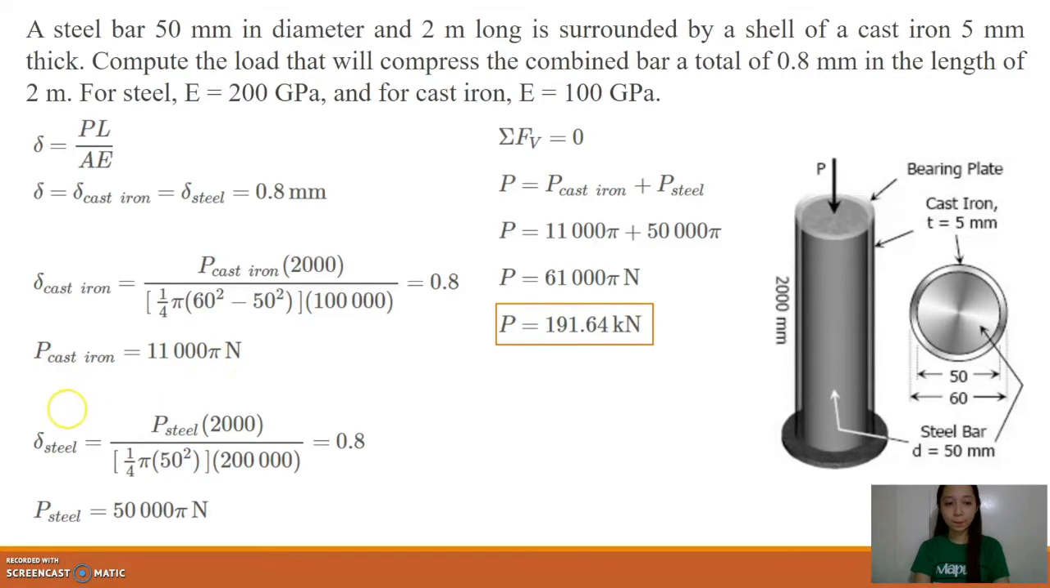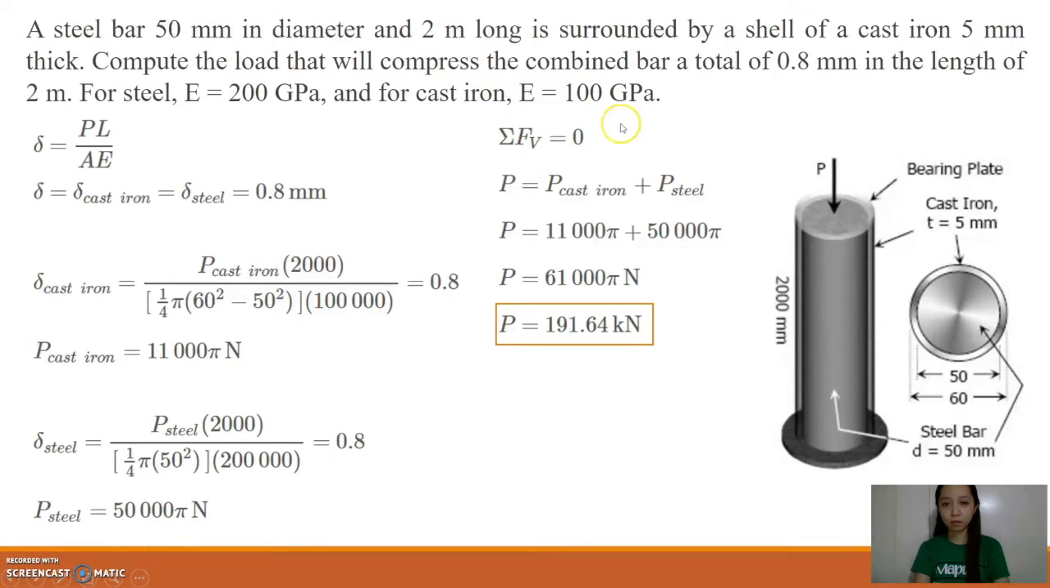For the load of steel, use again the formula of deformation. Deformation of steel, which is 0.8 millimeters, is equal to the load of steel times 2,000 millimeters all over the area of the steel, which is pi d squared over 4. D is equal to 50. So pi times 50 squared over 4 times 200,000 MPa. So that is 50,000 pi newtons for the load of steel.